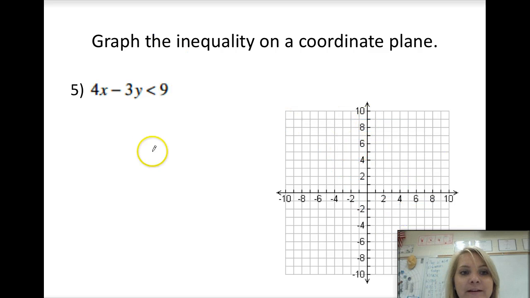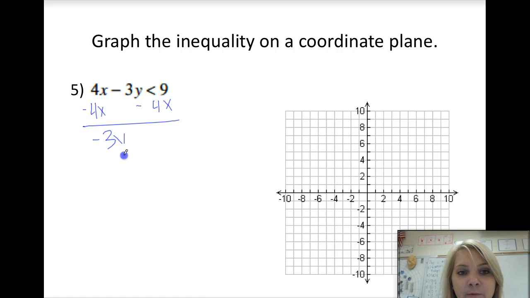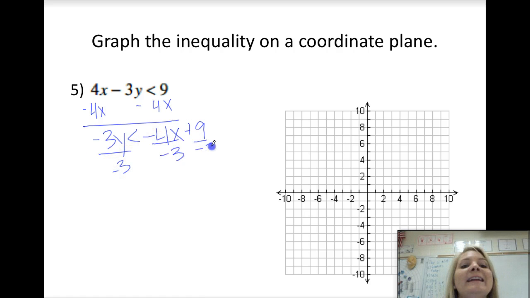All right, the last problem we're going to take a look at is 4x minus 3y is less than 9. Same thing, we're going to put it in slope-intercept form. So negative 3y is less than negative 4x plus 9. Then we're going to divide both sides by negative 3. And keep in mind, since we're dividing by a negative number, that's going to flip our sign. So this is going to be y is greater than positive 4/3 x minus 3.